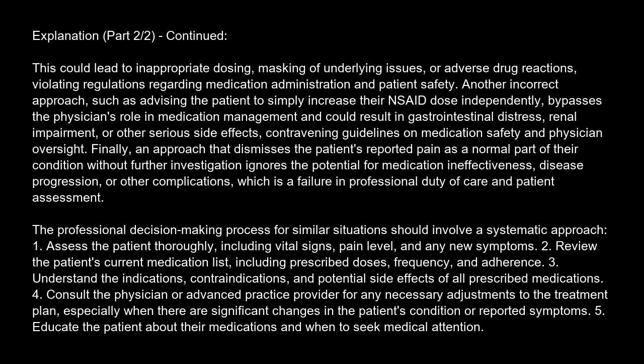The professional decision-making process for similar situations should involve a systematic approach. 1. Assess the patient thoroughly, including vital signs, pain level, and any new symptoms. 2. Review the patient's current medication list, including prescribed doses, frequency, and adherence. 3. Understand the indications, contraindications, and potential side effects of all prescribed medications. 4. Consult the physician or advanced practice provider for any necessary adjustments to the treatment plan, especially when there are significant changes in the patient's condition or reported symptoms. 5. Educate the patient about their medications and when to seek medical attention.